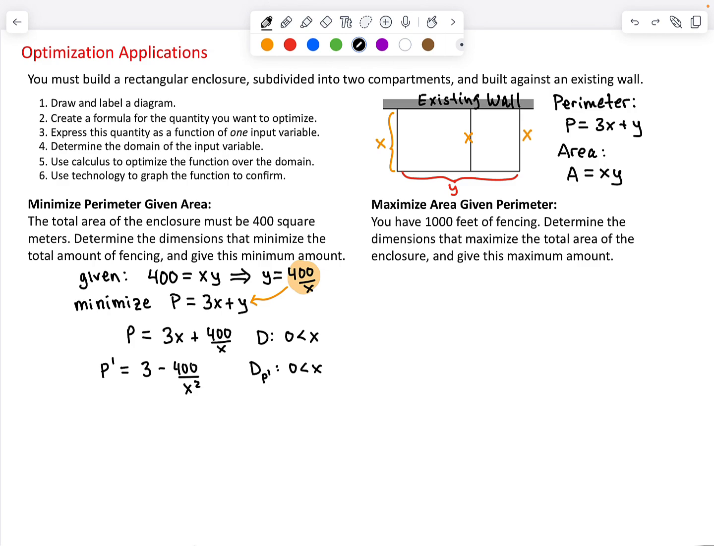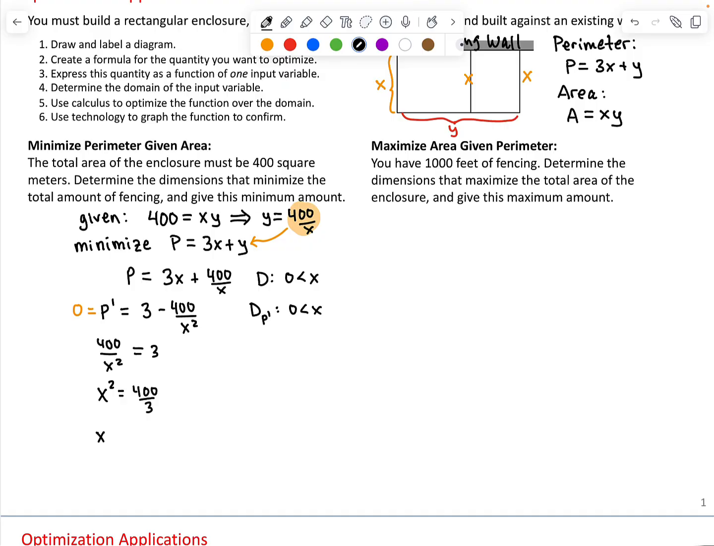Now we look for type 1s by setting the derivative equal to 0 and solving for x. I'll begin by adding this fraction to the 0 side of the equation, multiplying by x squared and dividing by 3, and then taking the square root. And I only keep the positive answer because x cannot be negative. The square root of 400 is 20, so I could write this as 20 over rad 3, which is about 11.547.